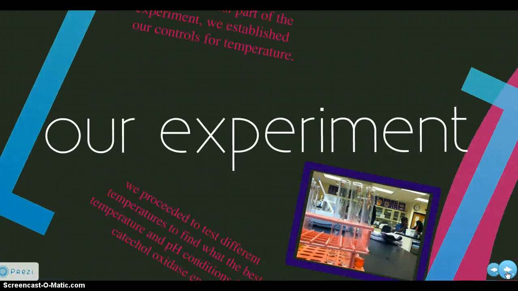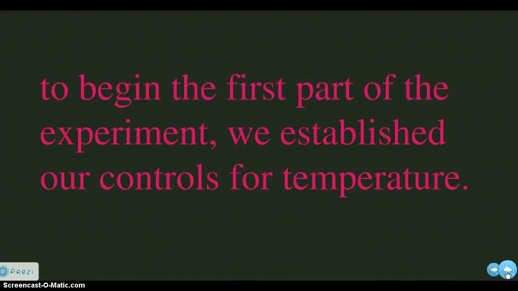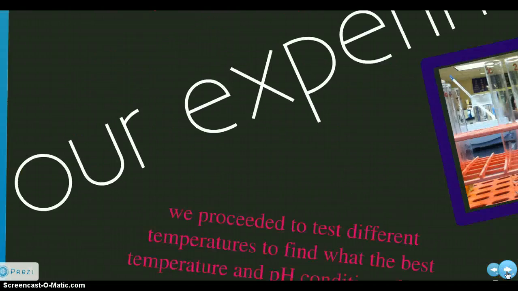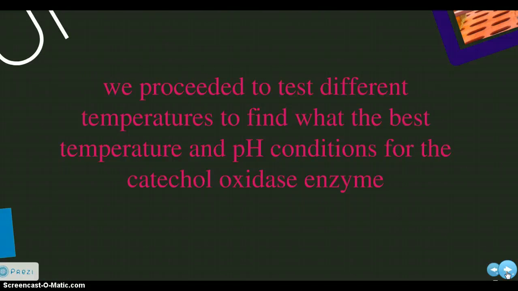Now, when we started the experiment, the first thing we wanted to know is, what is a positive response? What does it look like? How do we know that we have a positive response? So we established our controls for temperature. After establishing our controls, we proceeded to test different temperatures and different pHs to see which ones worked, which ones had a result, and which ones slowed down the function.